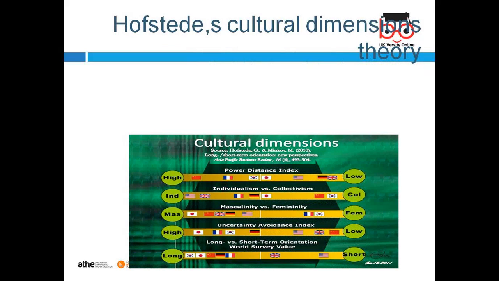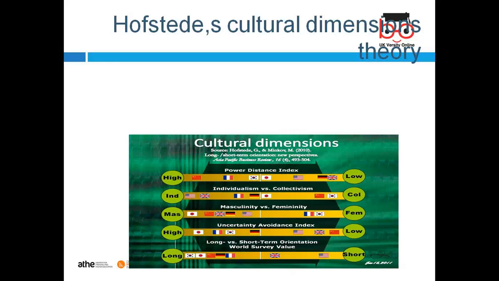Cultural dimensions, such as Hofstede's. They give us different dimensions to use when looking at culture. You can look at the power distance index. In some countries, there is a big power difference between senior and junior.